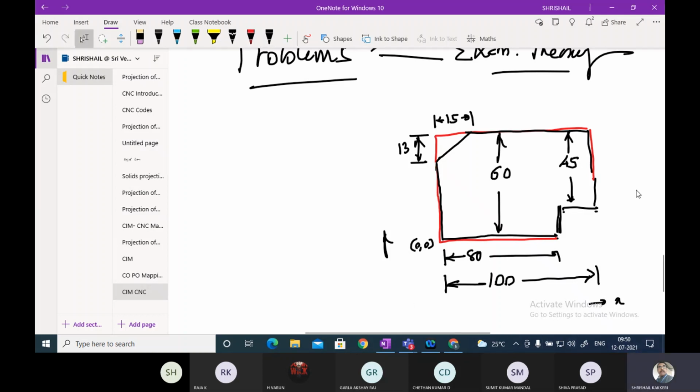Convert these dimensions into coordinates. At this particular point, what is the coordinate? x y, x y, x y. You write and show me.